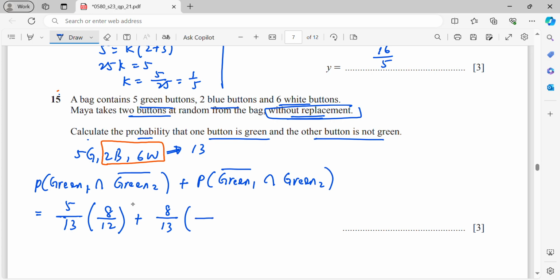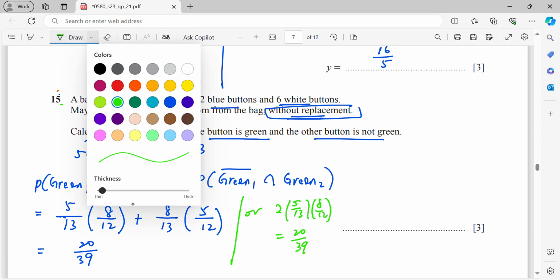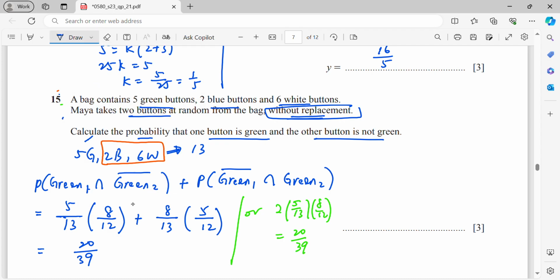Now, after you have taken one button, 12 are left in the bag, so the green one still has 5. Therefore, you will be getting 20 over 39. So you can use this way, or you can just write 2 times 5 over 13 times 8 over 12. You are getting the same answer as well, because we know that the probability of getting green then non-green will be the same. So therefore, the answer here is 20 over 39.